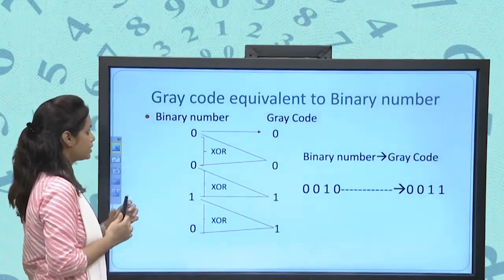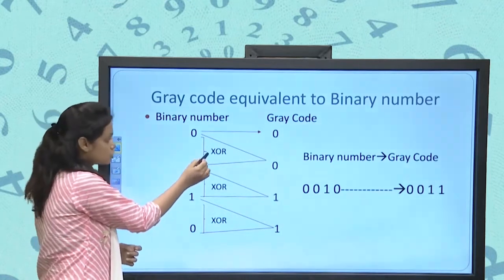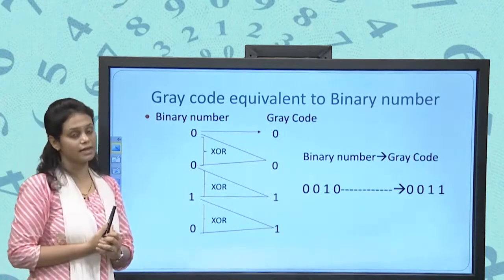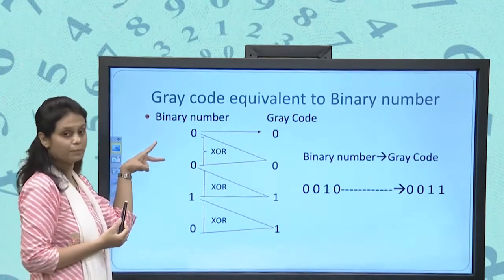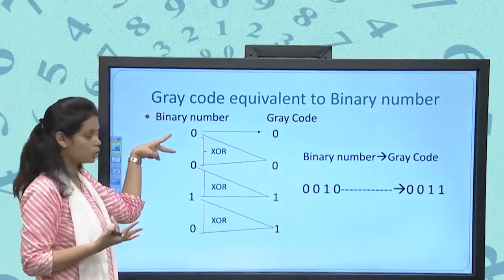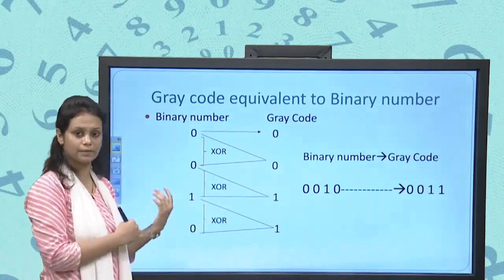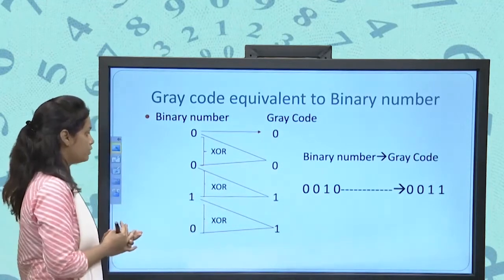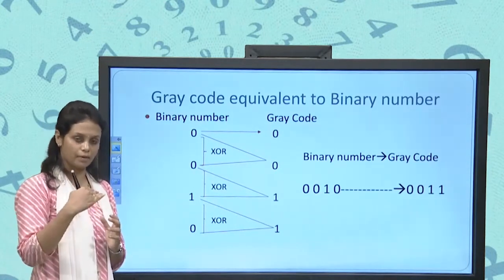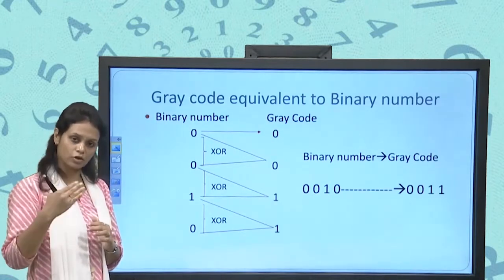So first we will make the pair of the first 2 bits, 0 and 0, and we will perform the XOR operation on them. What is the output of the XOR operation if there are 2 bits the same? The output is 0. We have seen that in the previous slide, right. Again we will make the pair of the second and third bit and apply the XOR operation.